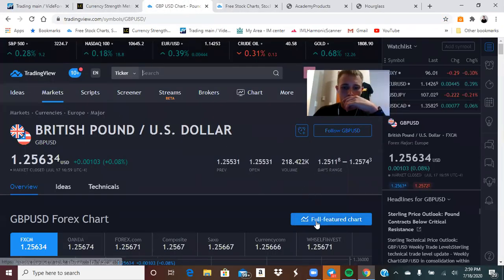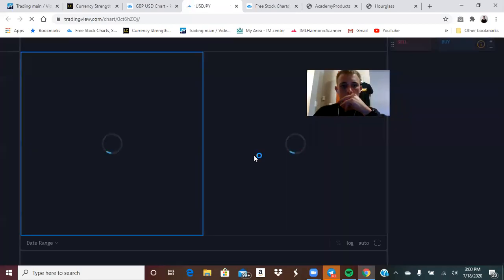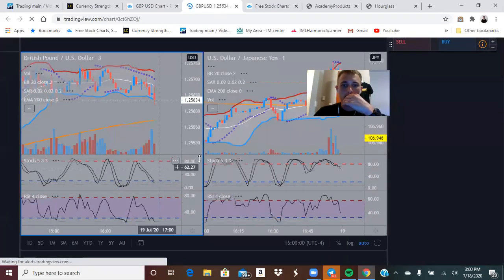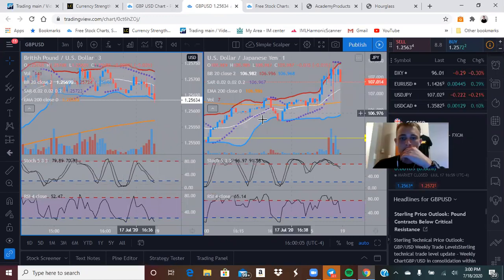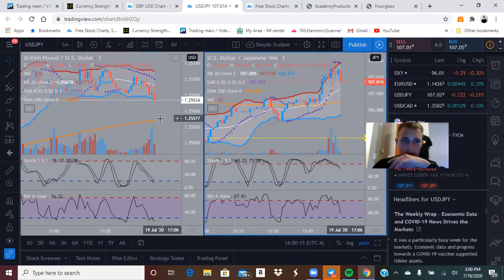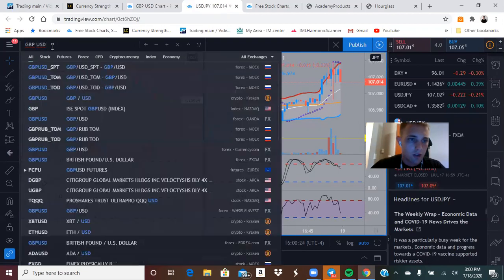So I go here, full feature chart. You guys will see what I'm talking about right here, why I have to pay for this, because of all these indicators. And as you'll see, 107.014. Oh, that changes GBP USD over here. I use a dual time frame strategy, so I have to make sure they match up. So this is USD JPY right now, but I'm changing it to USD. It's literally like two different.